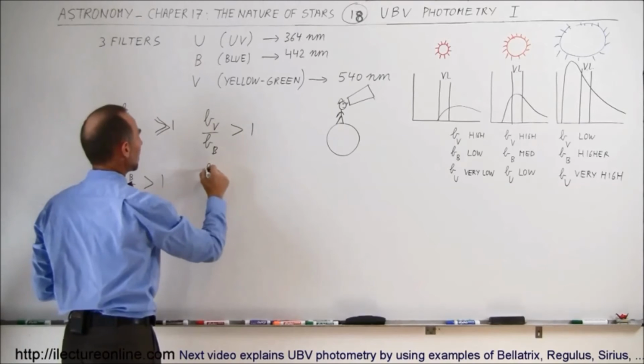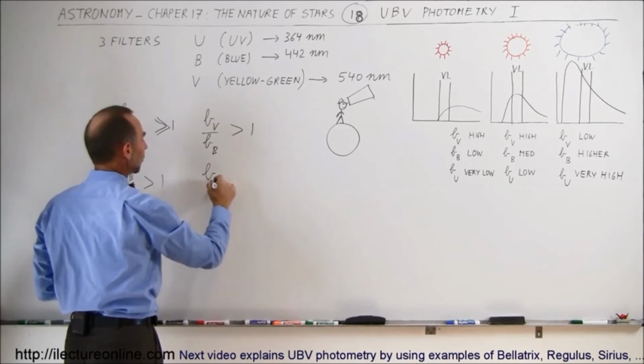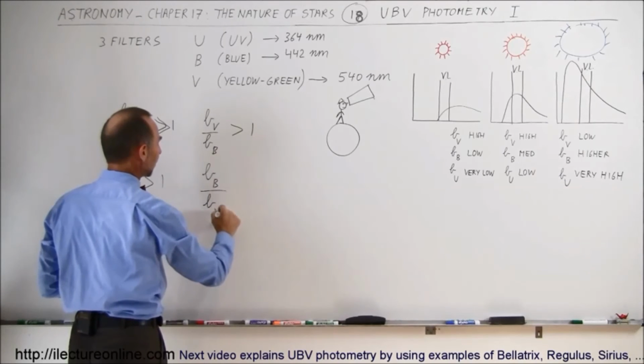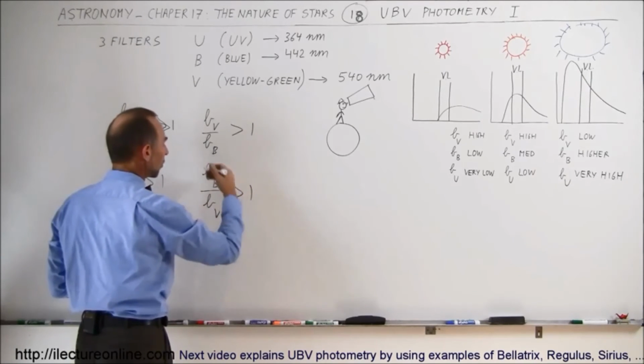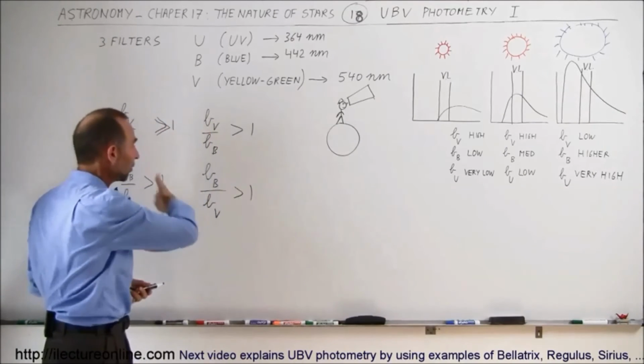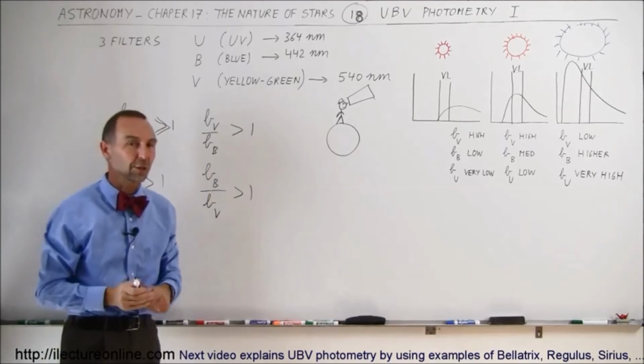Then if we measure the light throughput with the blue filter compared to the light output with the violet filter, again we find that this ratio is greater than 1, and so therefore we can conclude, based upon these ratios, what type of star we're dealing with.